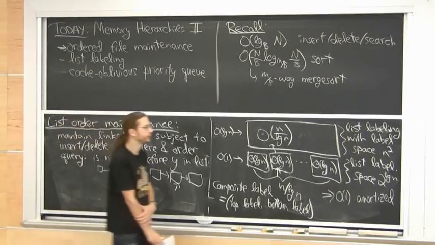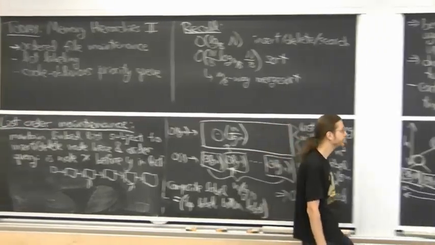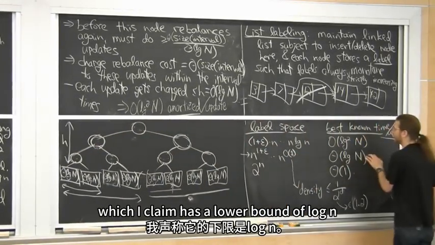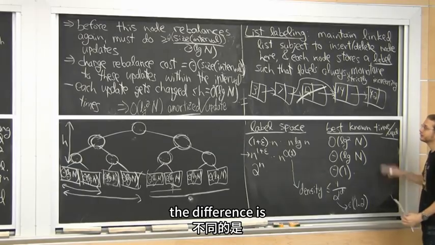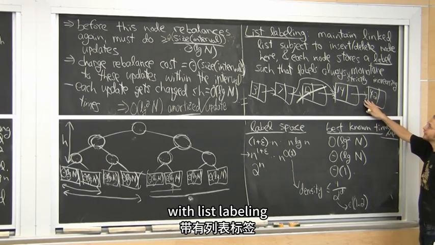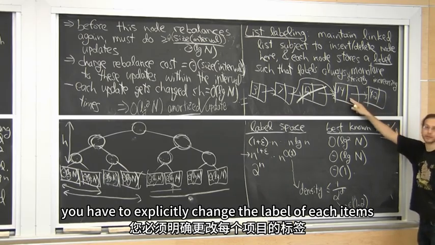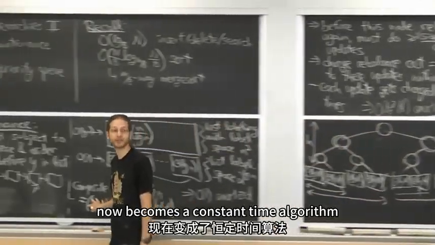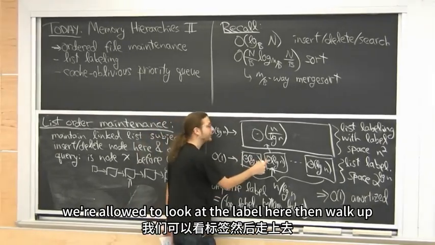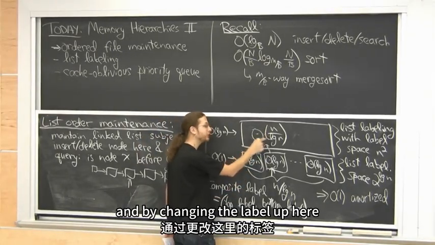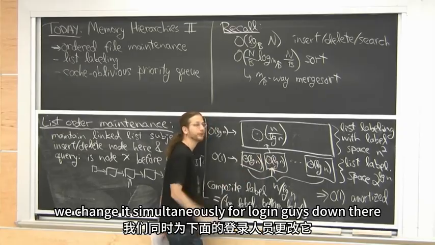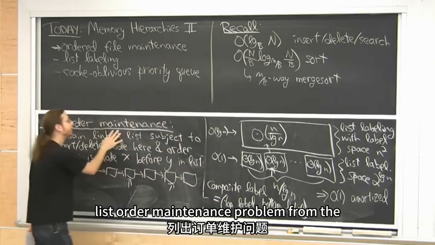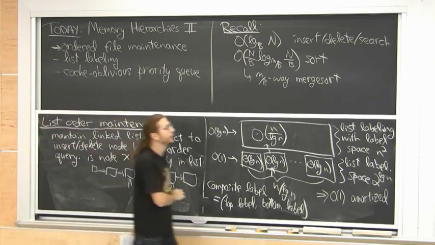Question? Sorry, why doesn't it have the same n cubed label space lower bound? Okay, why is it not the same as the n cubed label space, which I claim has a lower bound of log n? The difference is with list labeling, you have to explicitly change the label of each item. And here, computing the label of a node becomes a constant time algorithm. We're allowed to look at the label here, then walk up, then look at the label here. And by changing the label up here, we change it simultaneously for log n guys down there. So that's the big difference between this list order maintenance problem and the list labeling problem.